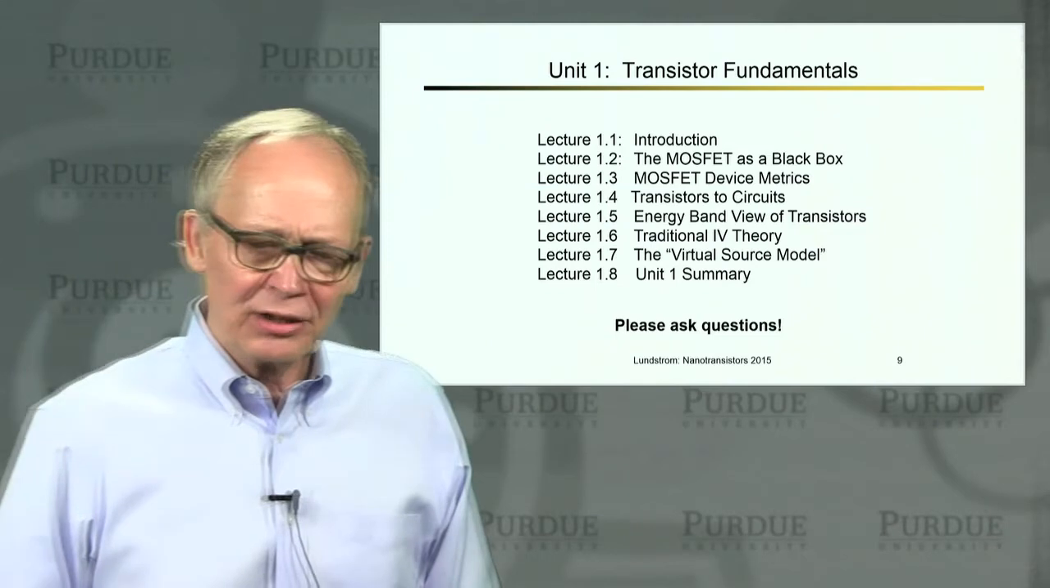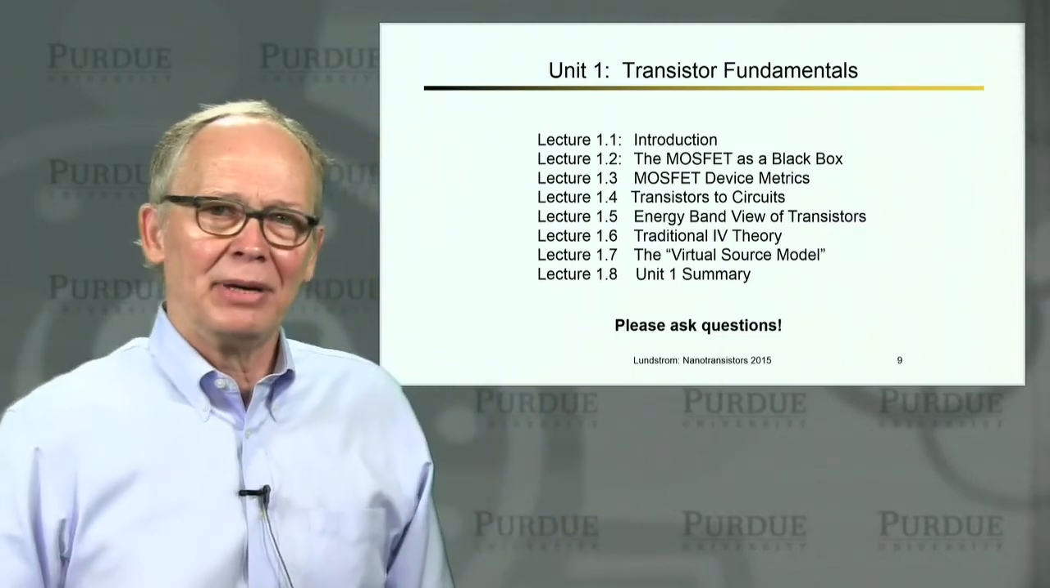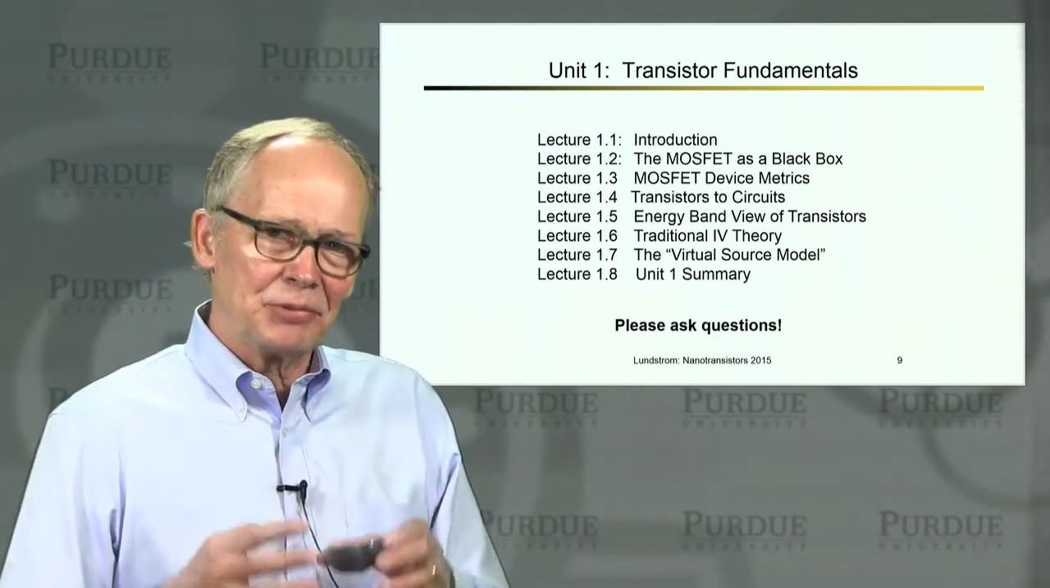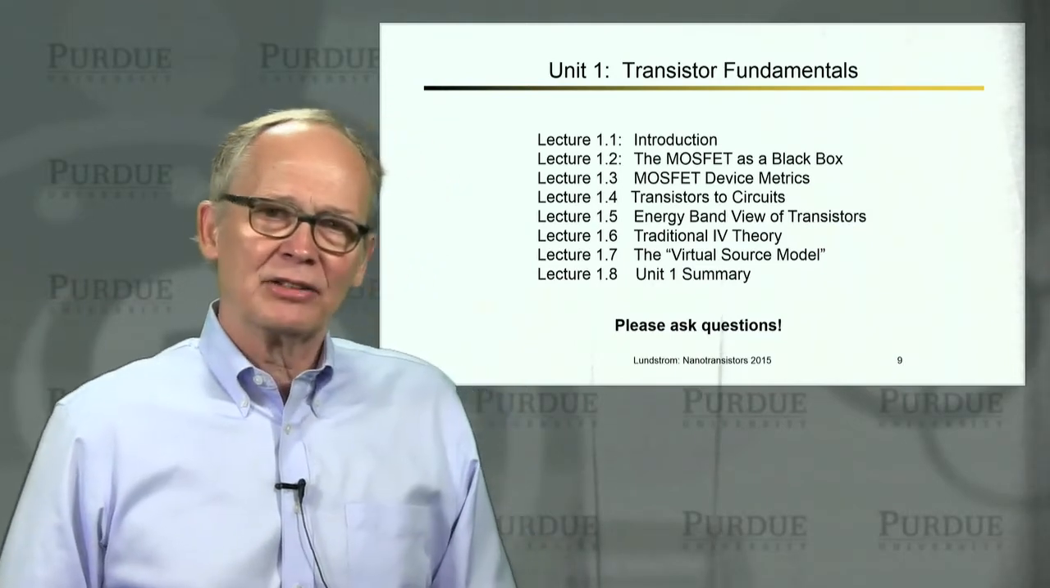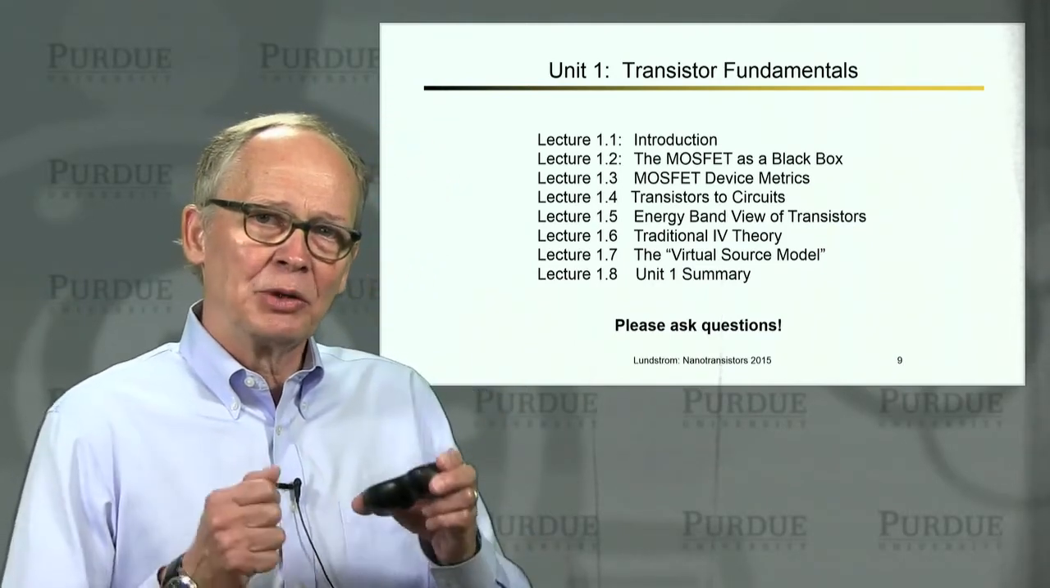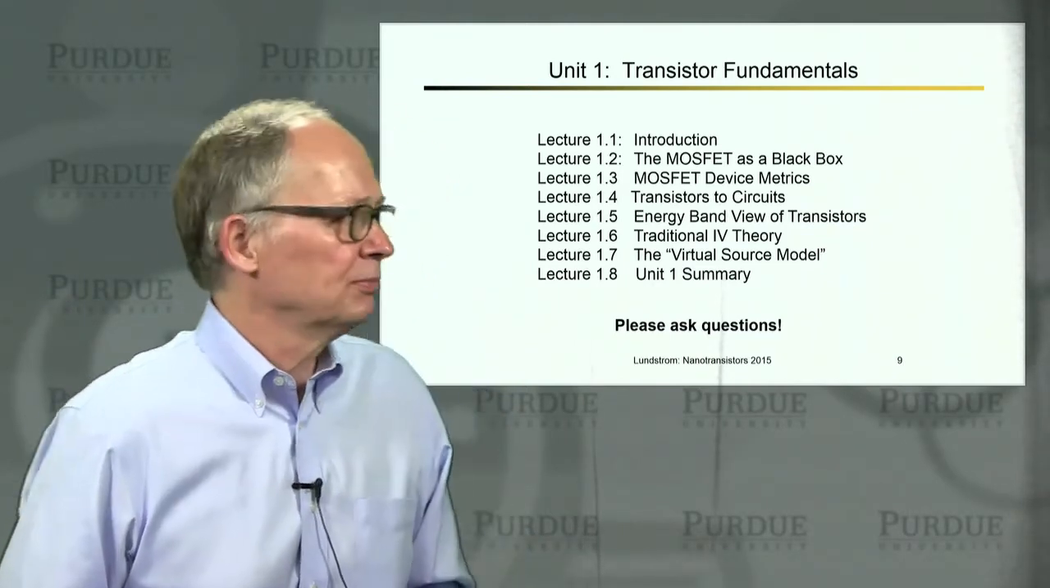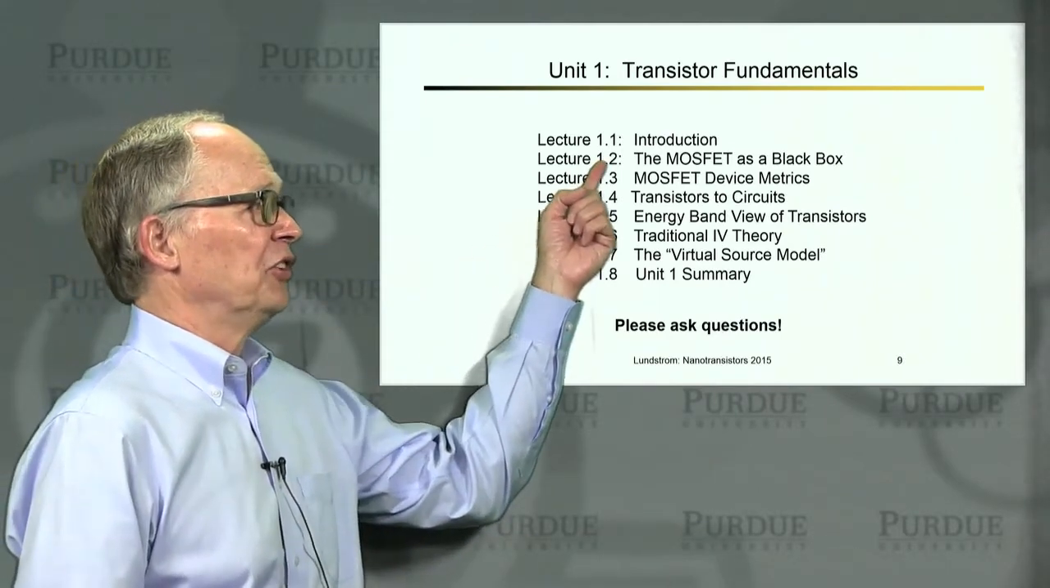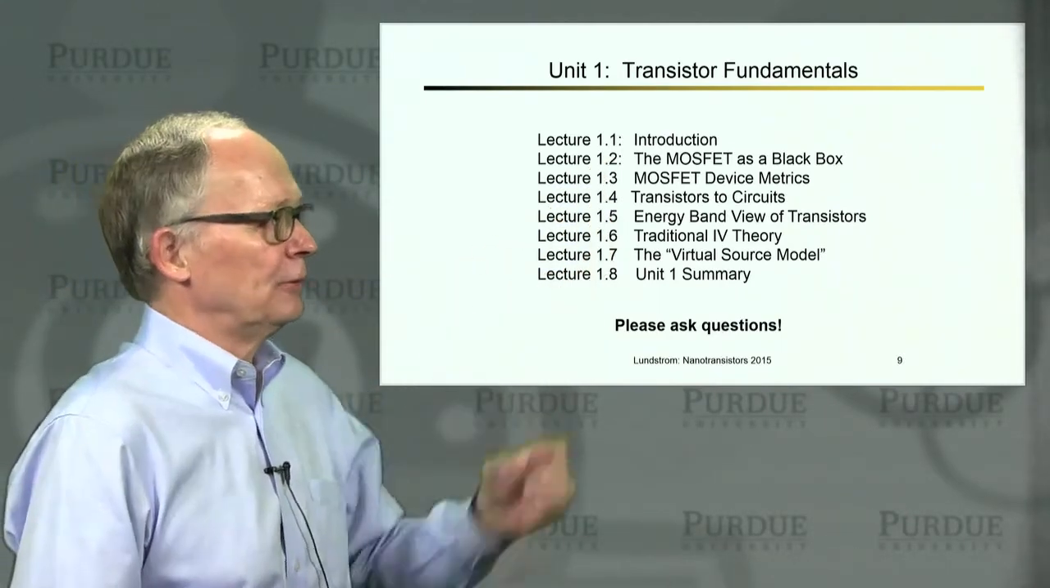In the next lecture, I'm going to view the transistor as a black box. It's just something that has 3 or 4 terminals, and we're going to try to understand what happens when we apply voltages, what current flows. Now, we won't inquire what's inside the box. That's what the course is all about.